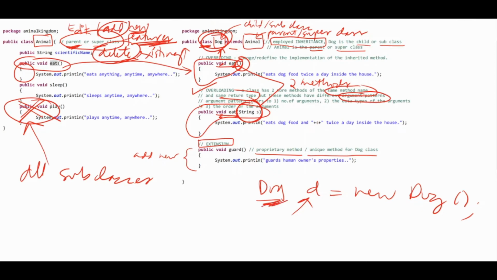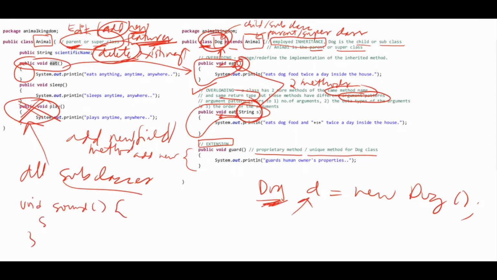So this play method will be removed not just from the parent or superclass but also from all the subclasses. If you add a new field or method, say for example, you're going to add a new method sound, then you would implement it as System.out.println makes unique sound.